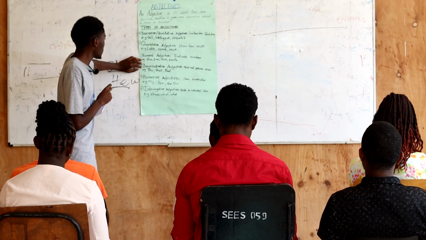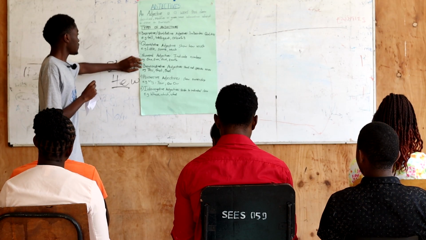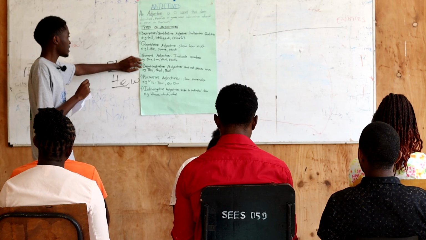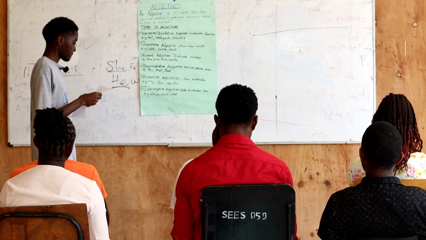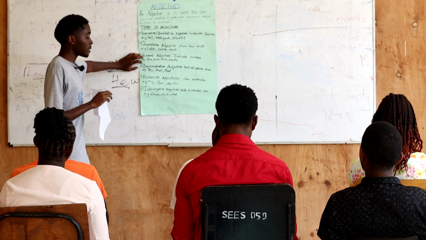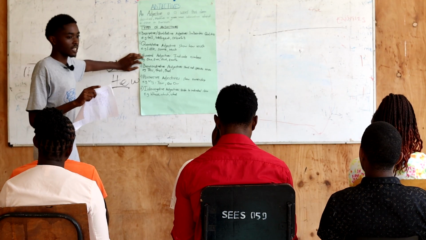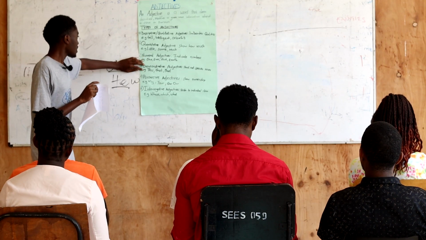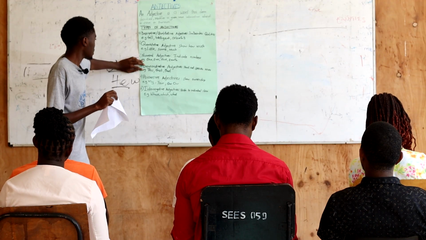Another type is demonstrative adjectives. They point out specific nouns, e.g. this, that, and those. Example in a sentence, this is my heart. Another one is, that is his house.